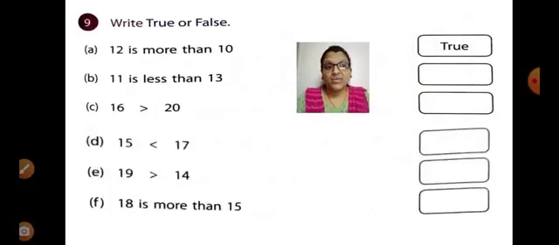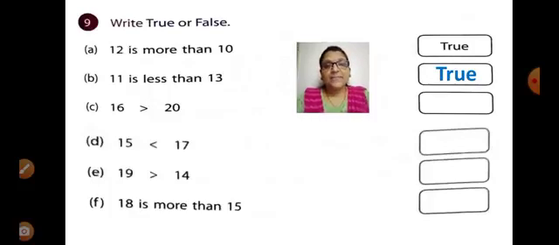Children, the remaining questions in question number 8 you have to solve as homework. Now let's see number 9. Write true or false. First question is given to us. Now next question B. 11 is less than 13. Yes, children. Is this the correct statement? Yes, 11 is less than 13. Hence we will write true in the given box. T-R-U-E, true we have to write.